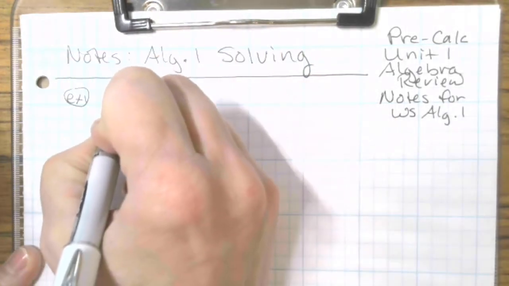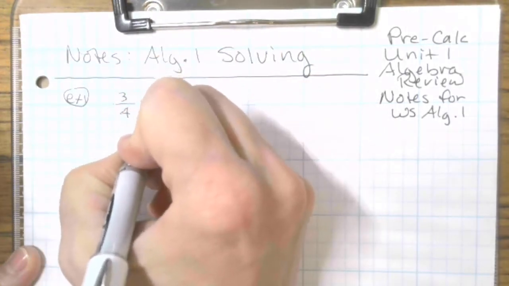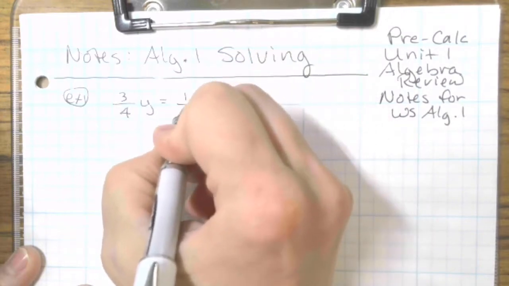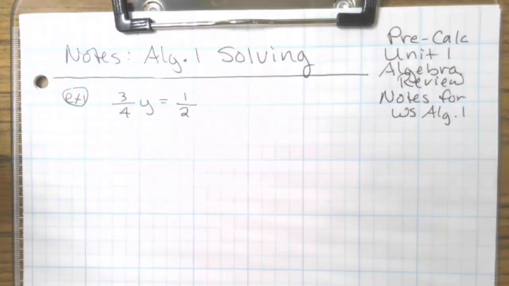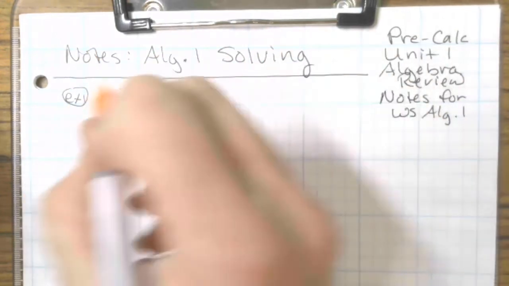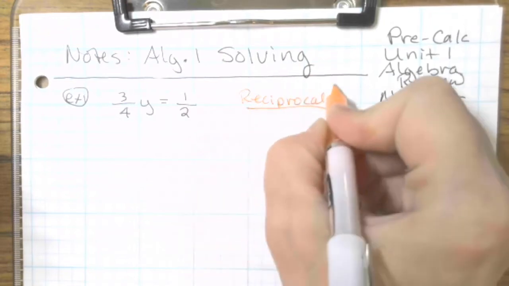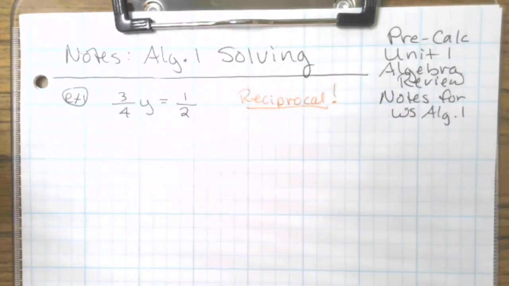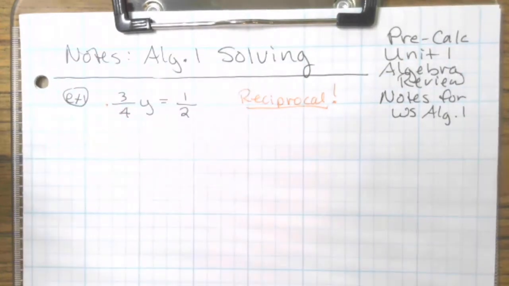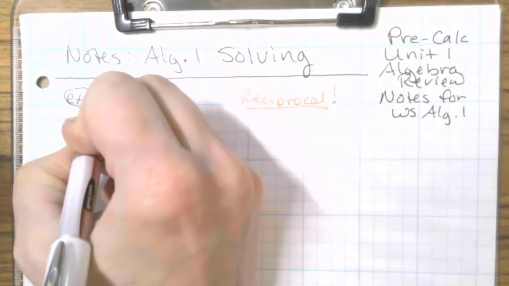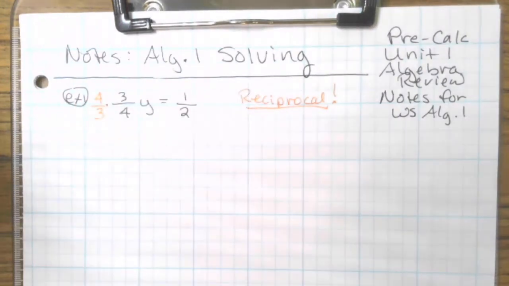So for example, if you have 3/4 y equals 1/2, to get y by itself, you need to get rid of the 3/4. To get rid of a scalar from a number, you always want to think reciprocal. And that's because as we get into more difficult solving, there will be more fractions that you have to deal with. So to get 3/4 to cancel out, I'm going to multiply by 4/3, which is its reciprocal.